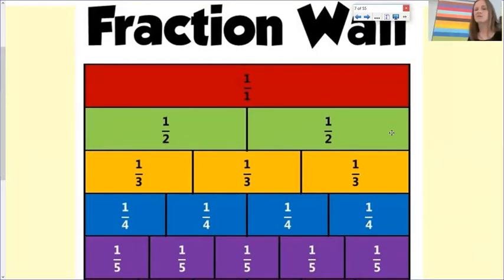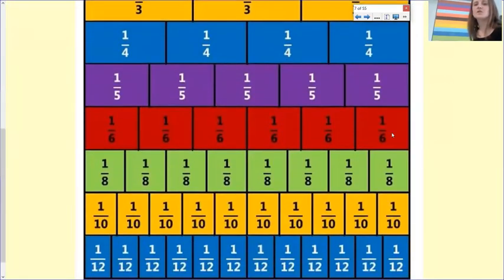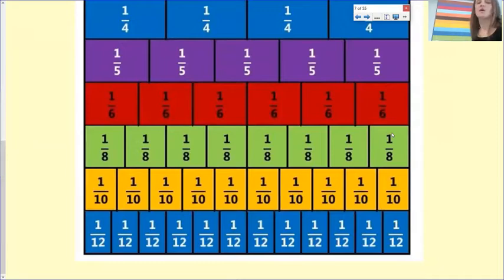I've just swapped them around, and there's a very good reason why. So you can see this fraction wall goes all the way down to 12ths. And I think mine goes down to 1, 2, 3, 4, 5, 6, 7, 8, 9, 10, 11, 12. So my little green one that you can just see at the bottom there is actually, if I move it back, you can maybe see a bit more. This here is 1/12.